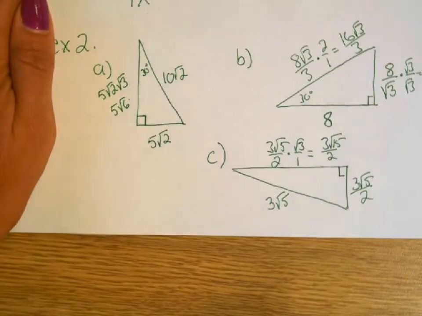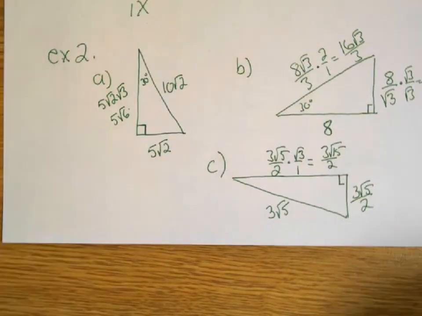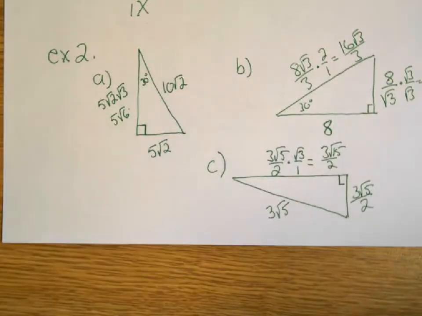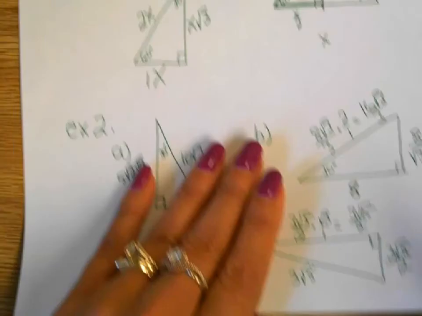Now, learning target 2 is to find the trig values for 30, 45, and 60. Just those 3, 30, 45, and 60. Okay. You like another one?